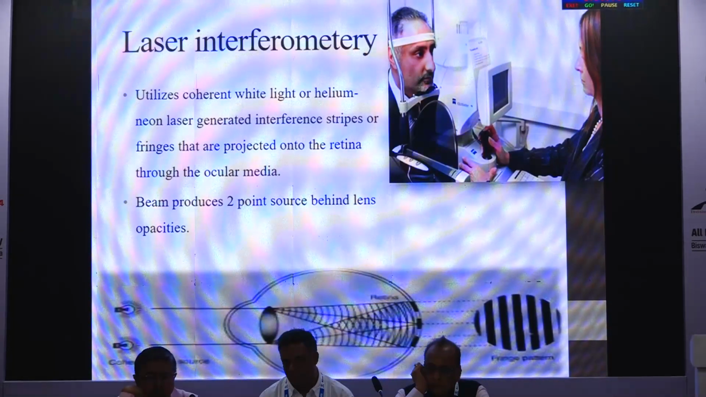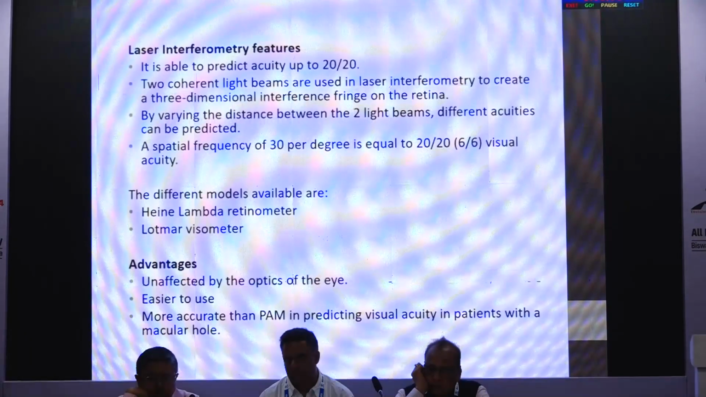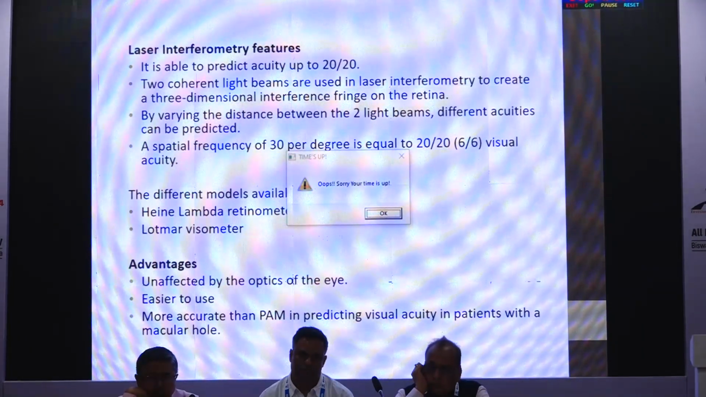Laser interferometry: here we produce interference stripes or fringes that are projected onto the retina. The beam produces two point sources behind the lens opacities. So here it is able to predict acuity up to 20/20.